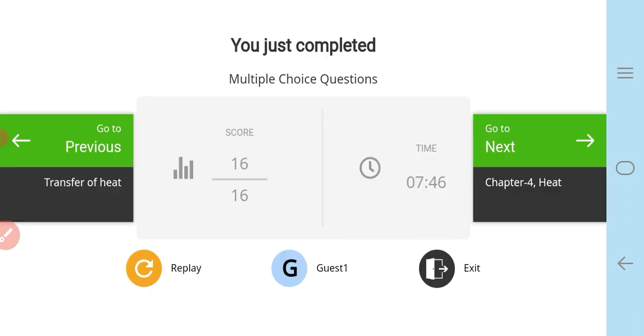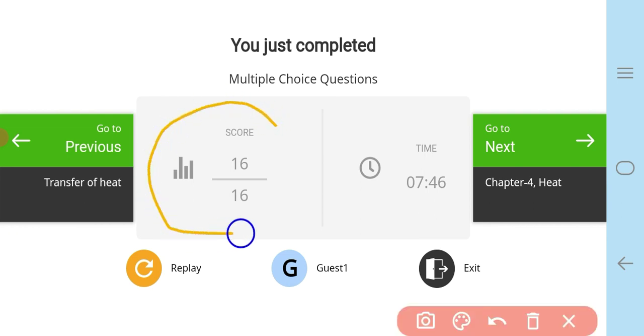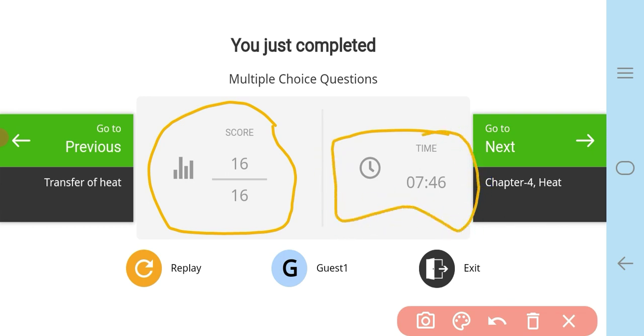So here our test is done. You can see we got 16 out of 16, and we have taken 7.46 time, but we have done only half of the questions now. You can get this app from Diksha. I suggest this app because it is very helpful, and you can see the MCQs of every chapter in this app.